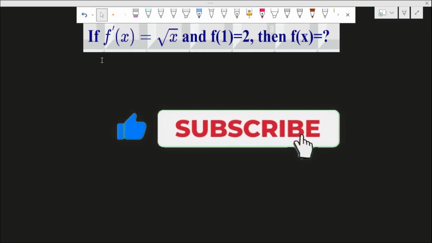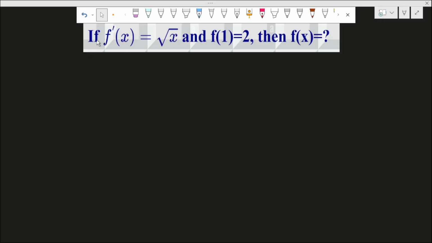Welcome to you all. Here the question is, if f prime x is equal to root x and f(1) is equal to 2, then f(x) is equal to what? That means here given f prime x is equal to root x, the derivative of a function is root x, and at x is equal to 1 the function value is 2, then we have to find out the function.